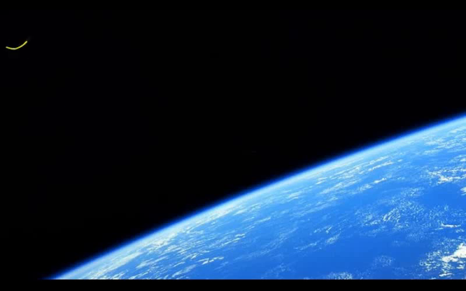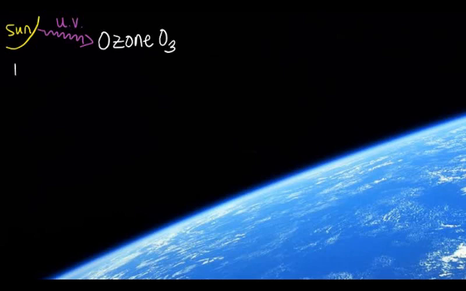Let's have a look at how ozone protects us from harmful ultraviolet radiation from the sun. The ozone absorbs or blocks the ultraviolet radiation from the sun and stops it getting to the surface of the Earth. But where does ozone come from? Let's have a look at the formation of ozone.